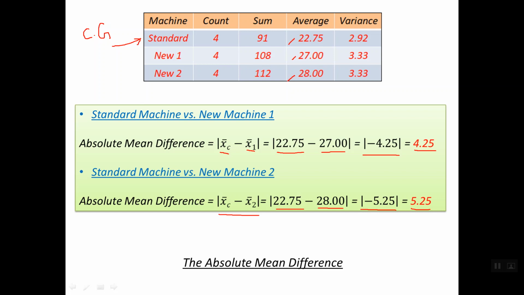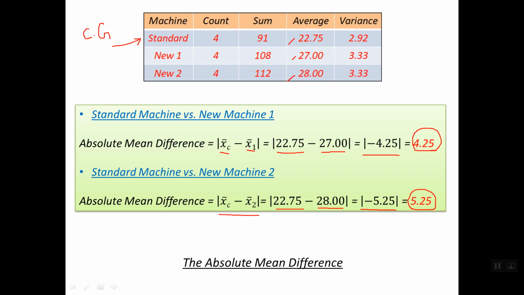Now, after the calculation of the absolute mean differences, we calculate the Dunnett critical value. So what's the criteria in order to accept or reject the null hypothesis? If the calculated value for the Dunnett test is less than 4.25, or at least one of these values, for example 4.25, we say that there is a significant difference between the productivity for the control machine and machine number 1.